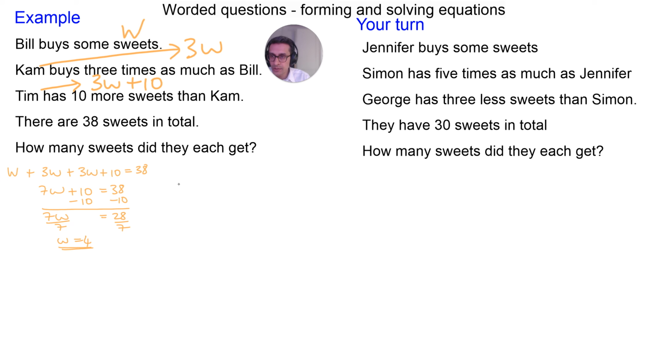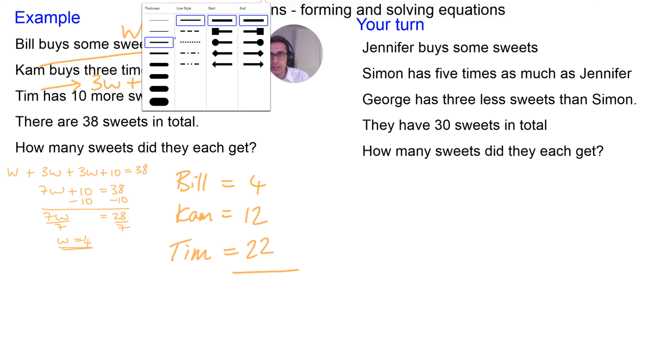So in this case, Bill gets 4. Cam gets 3 times W, so 3 times 4 is 12. And then Tim gets 3 times W, which is 12, plus 10, which is 22. Right, question on the right. Let's have a go with that.